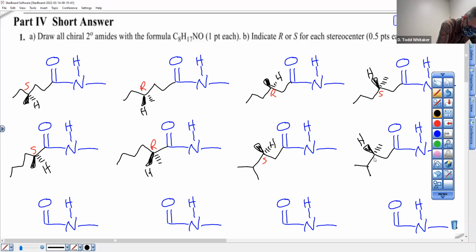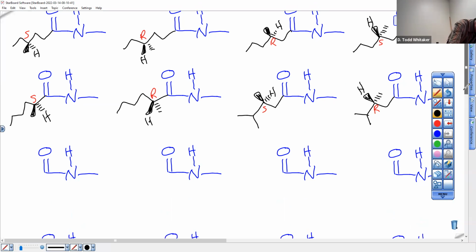That one's R. Now move that second methyl to the alpha position. 1, 2, 3, 4. 1, 2, 3, 4. And methyl there, and alpha position instead of beta. And that one is S. And we got down, up, down, up. Single switch will be R.